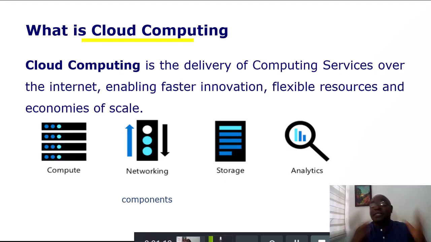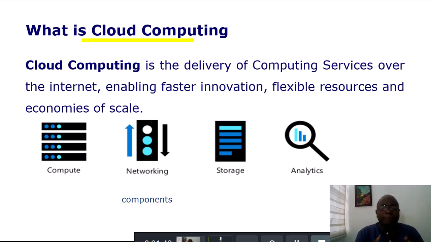So cloud computing is the delivery of computing services over the internet. I'd like you to underline that phrase, over the internet. What this means is that even without your own personal computer, you can walk into a computer shop, which is the cyber cafe, and as long as you lay your hands on a computer and you have internet, you can log into the services, you can use the services provided by a cloud provider to do what you want to do. So it enables faster innovation, flexible resources, and economy of scale.